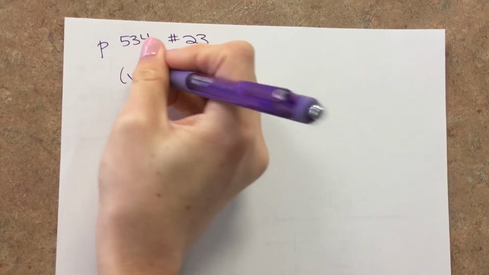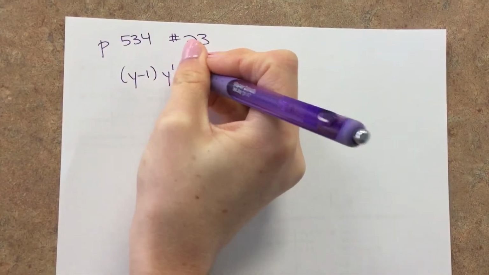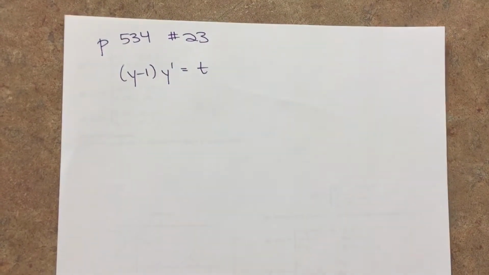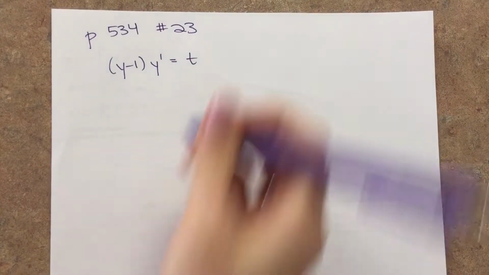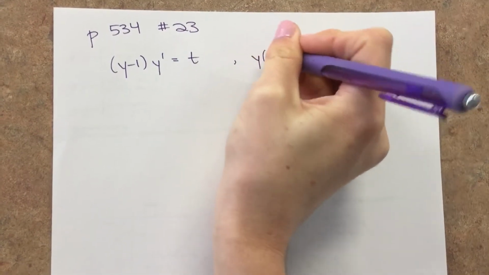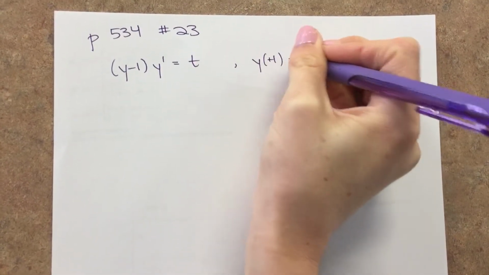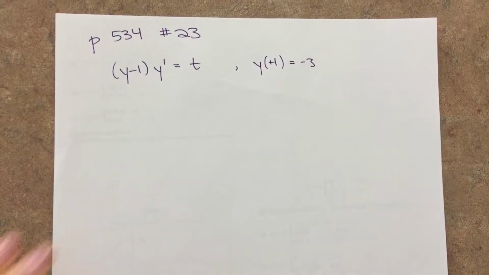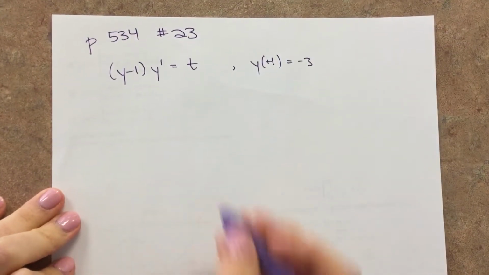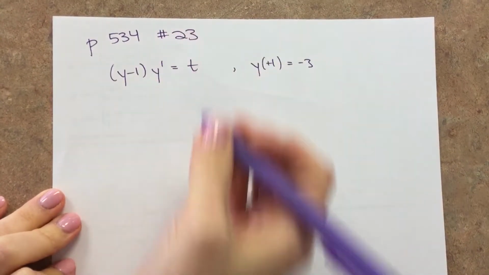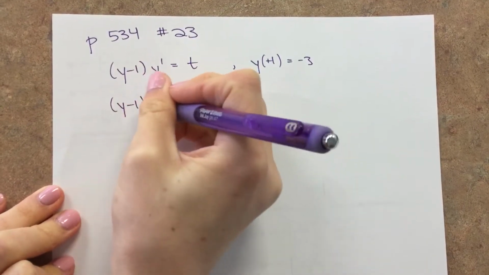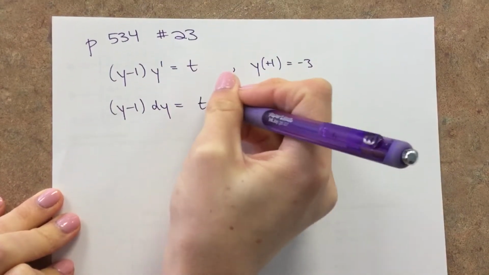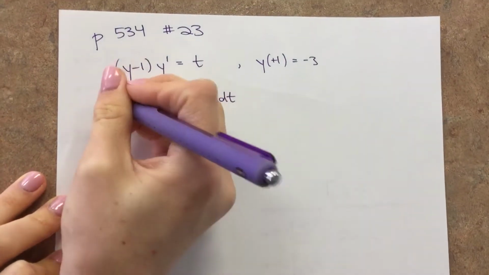Okay, so this one is a separable differential equation. So it starts with this. It's got y minus 1 times y prime is equal to t. So we start by separating. They give us an initial condition where if we plug in 1, we get -3. So the separating step is pretty much done already, except this y prime would be dy/dt, so we can move the dt over to the other side. So the dy stays here, and then the dt moves to the other side. So that's the separate step.